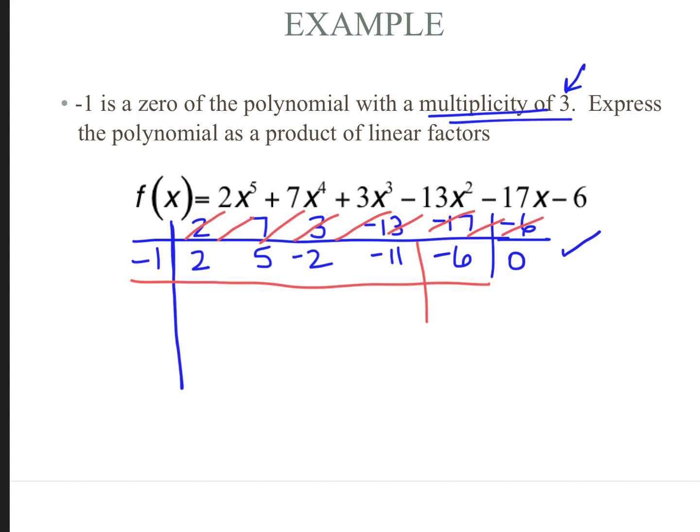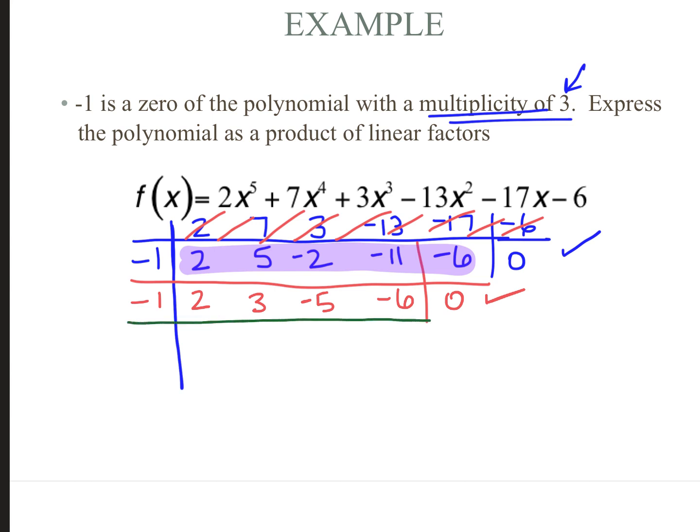So I'm sending it through these numbers. Here we go. Here's the negative 1. Bring down the number, multiply and add, multiply and add, multiply and add. Okay, so now I've sent it through twice. I need to send it through one more time.